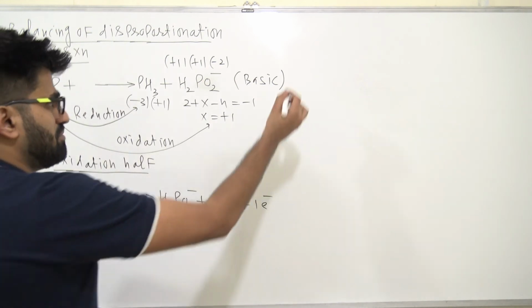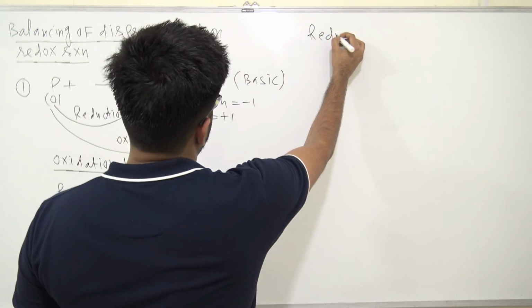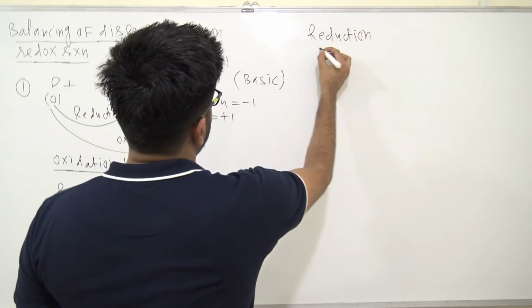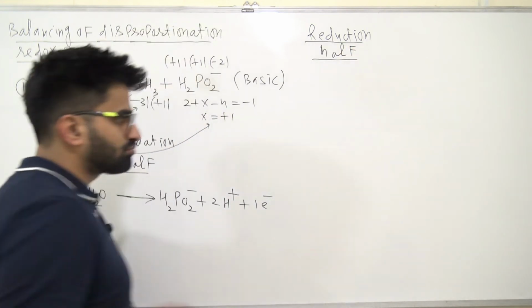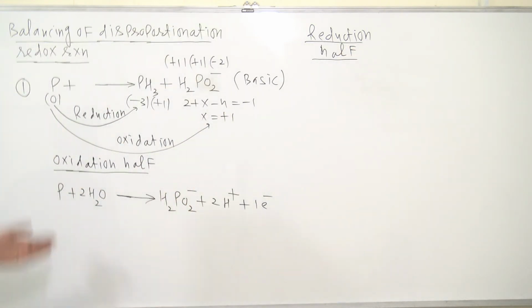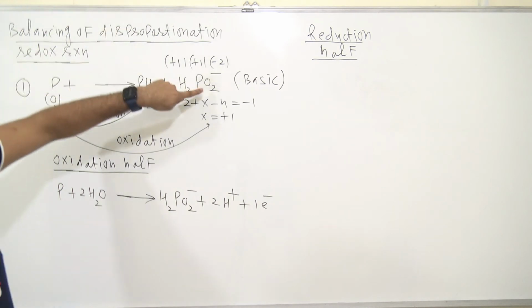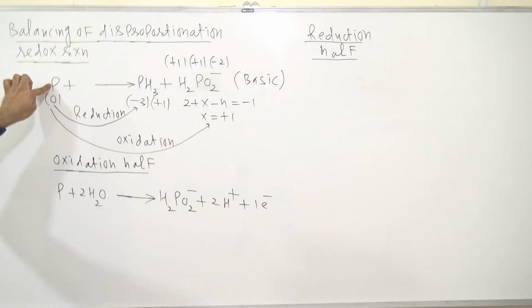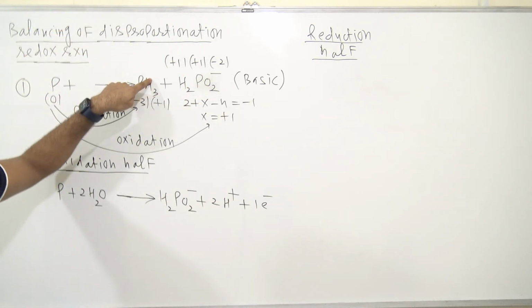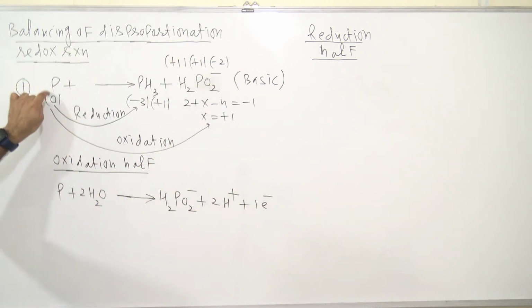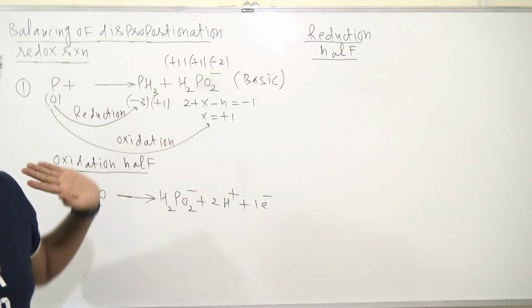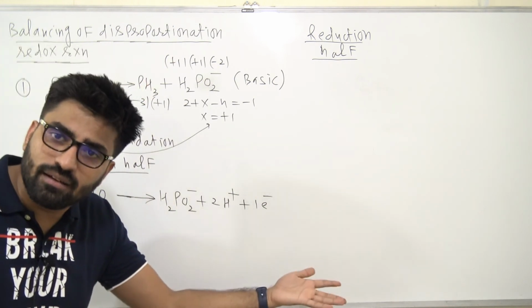Now guys, what would be my reduction half? So this will confuse the students. When you are balancing a disproportionation redox reaction, see, only the phosphorus is undergoing oxidation. At the same time, phosphorus is also converting into PH3. So when I write the reduction half, I am going to write this reaction, that phosphorus will change into PH3. So 2 times I can write it, right?